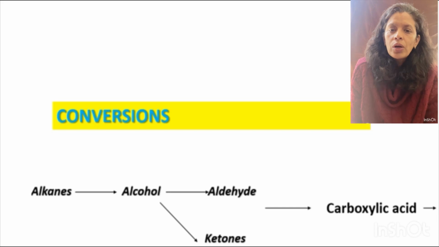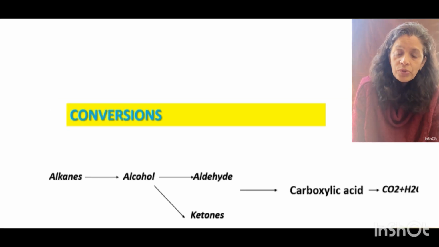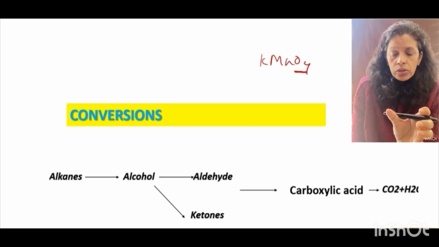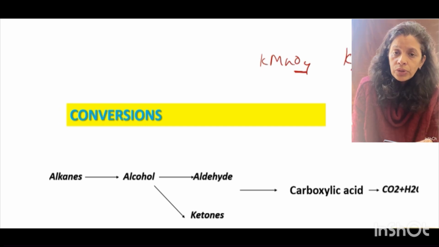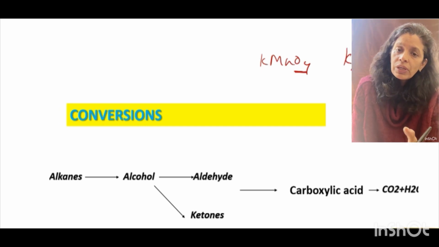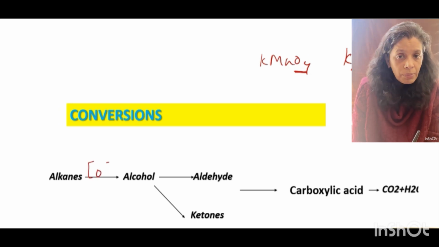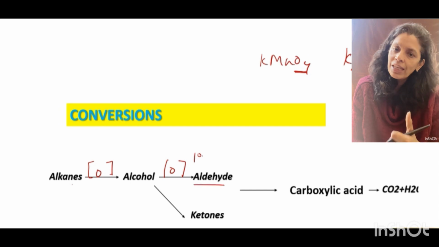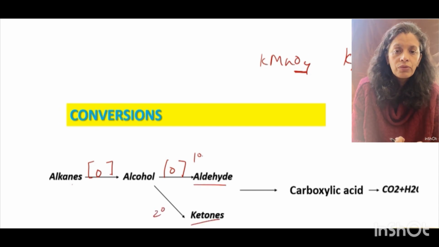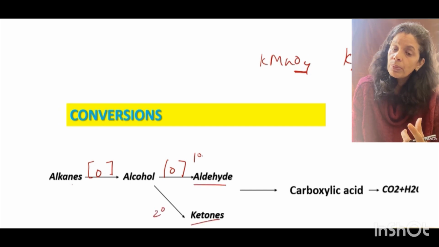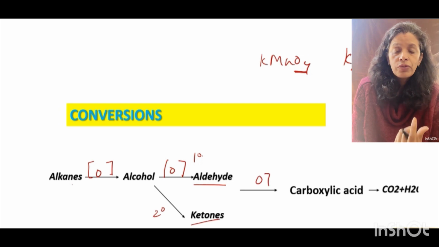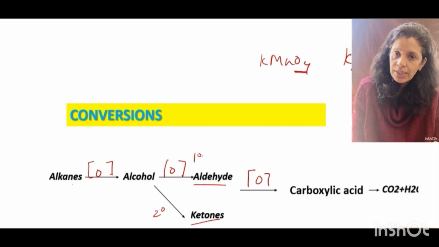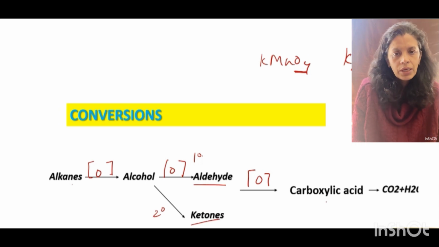Whenever you are going to convert any hydrocarbon to aldehyde or carboxylic acid, you need an oxidizing agent. Any hydrocarbon on conversion with a mild oxidizing agent will get converted to alcohol. If it is a primary alcohol, on further oxidation it will give you aldehyde, and if it is a secondary alcohol, on oxidation it will give you ketones. Both aldehyde and ketone, on further oxidation, will give you carboxylic acid, and carboxylic acid on oxidation will give you carbon dioxide and water.